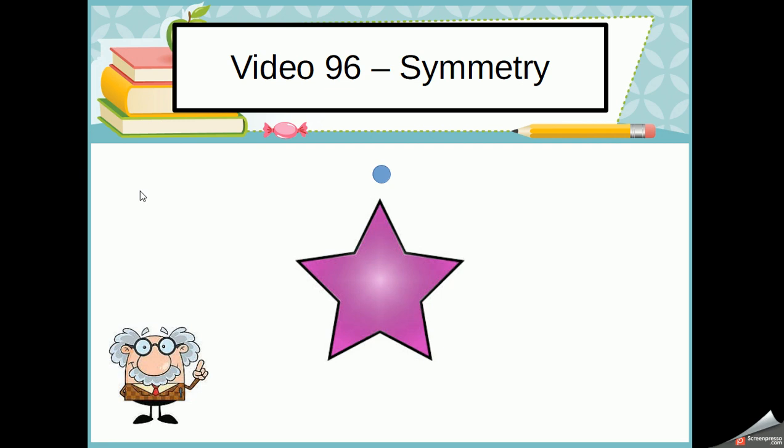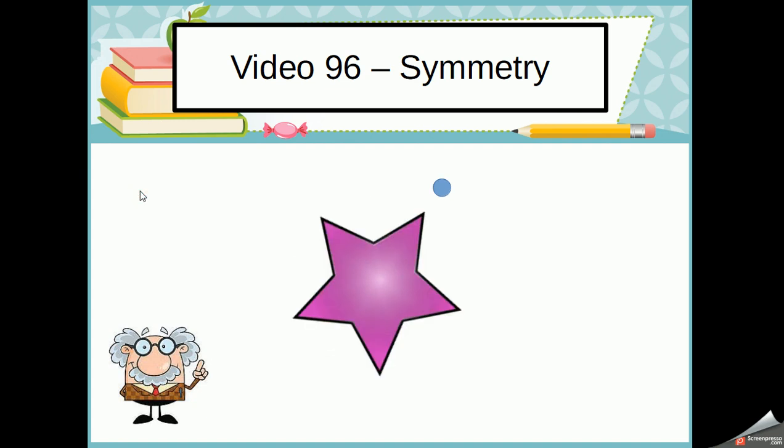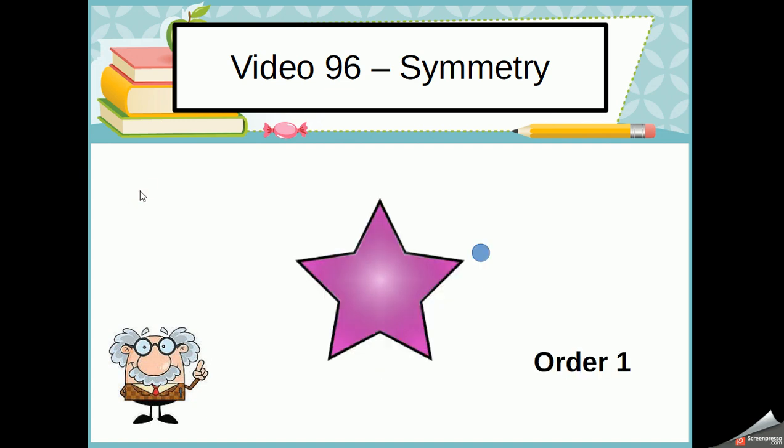So let's have a look at rotational symmetry then. Here we've got a star shape, and I've put a blue spot to show you where the starting point is. So I could turn this shape slightly and it reaches a position now where, although the starting point has now turned around to by here, as shown by the blue dot, it looks like its original arrangement and position. So that's what we call order 1 rotational symmetry.